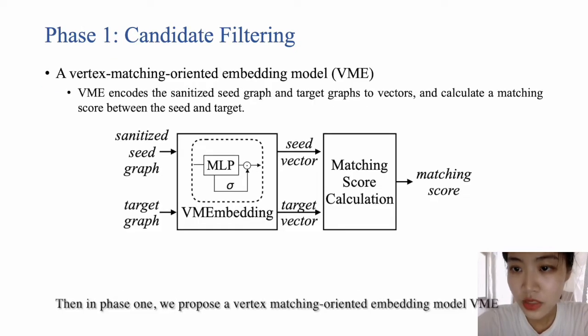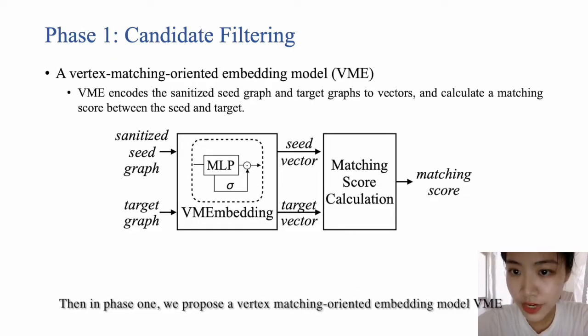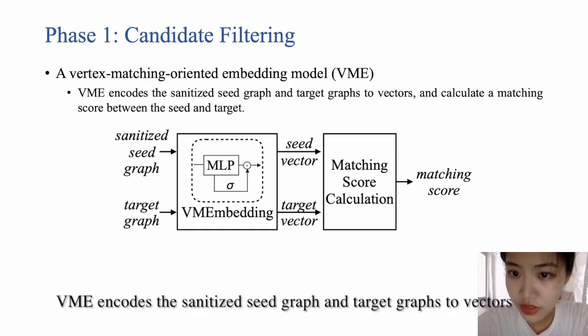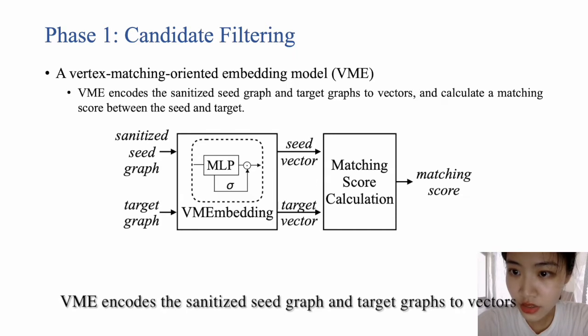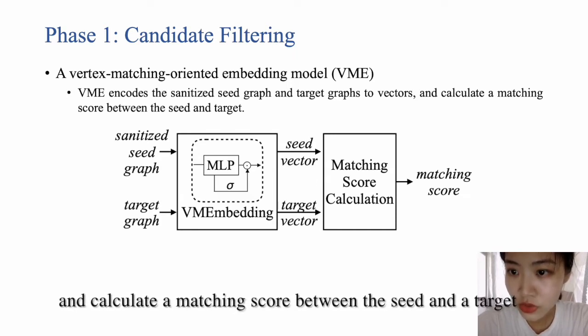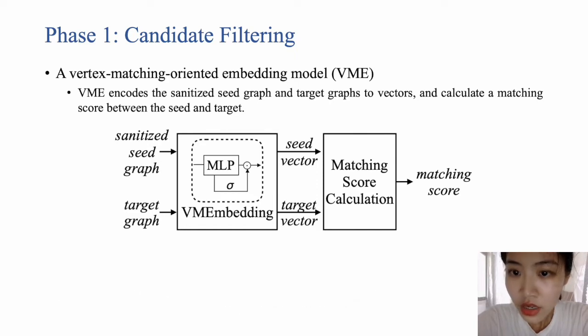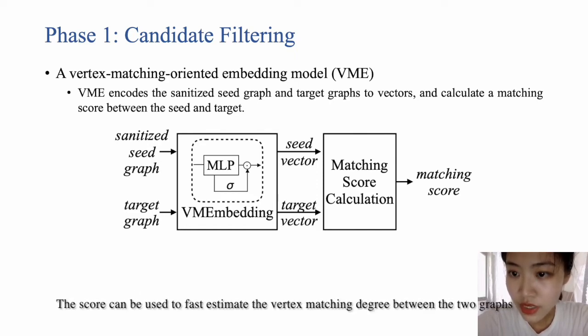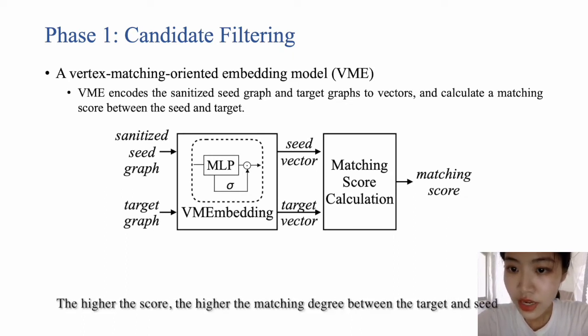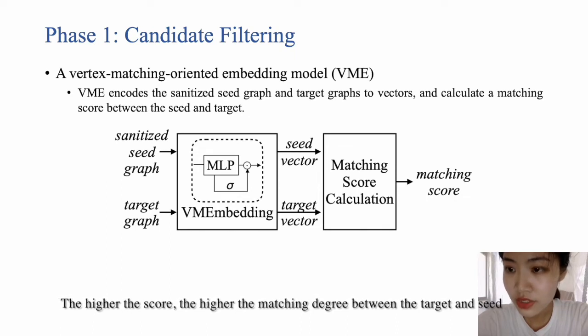Then, in phase 1, we propose a vertex matching-oriented embedding model, VME. VME encodes the sanitized seed graph and target graphs to vectors and calculates a matching score between the seed and target. The score can be used to quickly estimate the vertex matching degree between the two graphs. The higher the score is, the higher the matching degree between the target and seed.